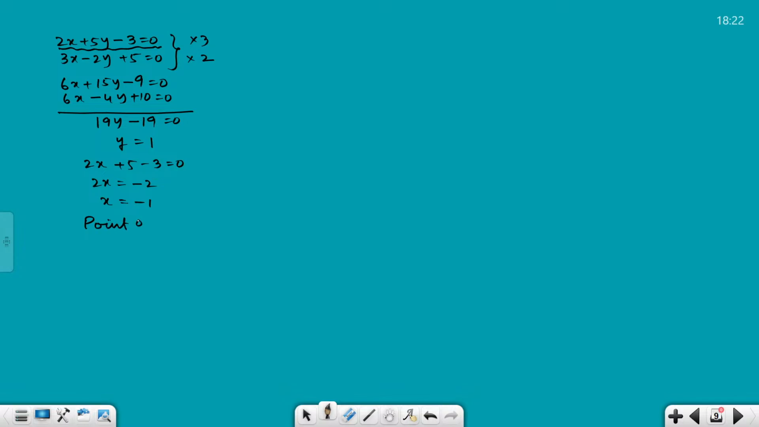Therefore, what is the point of intersection? Your point of intersection is -1, 1. So this is the point of intersection. Simple. So how we got the point of intersection?